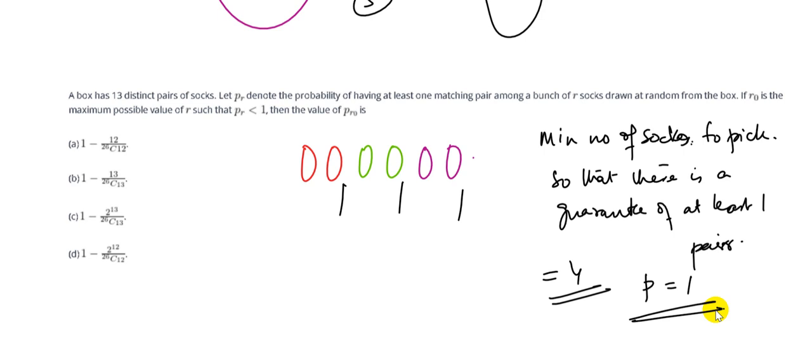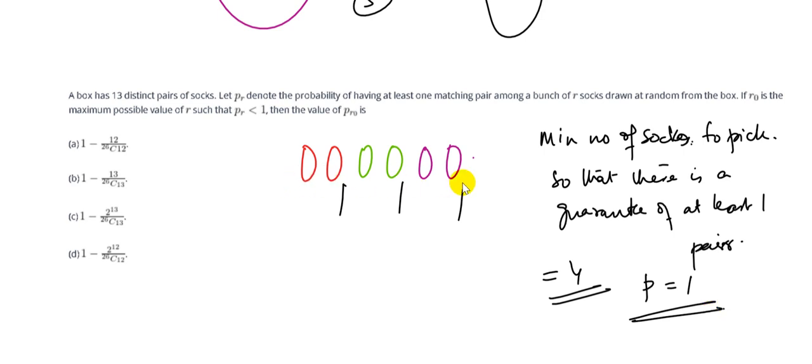But if I pick 3, then the probability is less than 1, because 3 socks can be 3 different ones. So obviously, it's less than 1. So in this case, there are 13 pairs. How many do I have to pick to get a guarantee of one pair? 13, say 4. No. There are 13 pairs, then 13 C 12. Again you're making that mistake. Again you're trying to force fit a formula. This is not a formula. This is a concept.